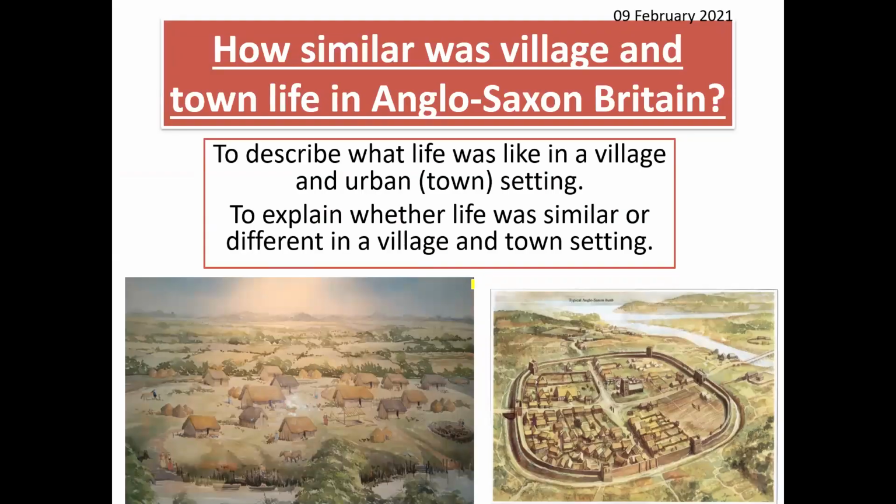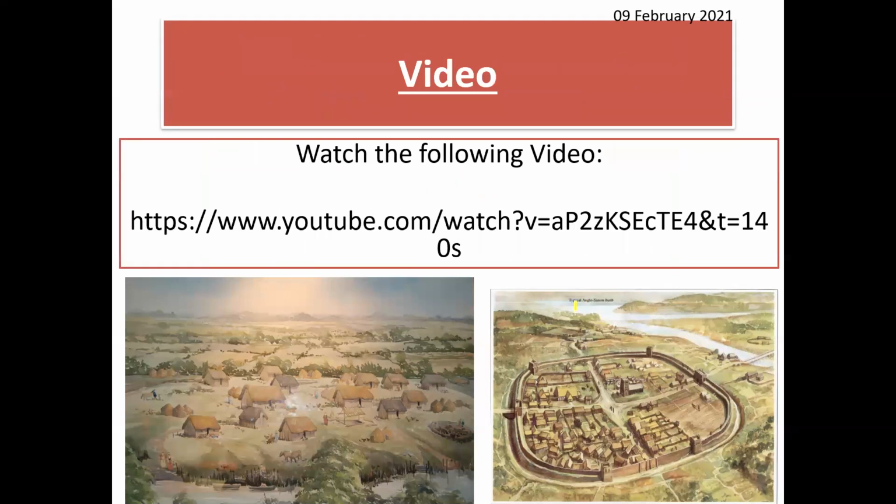So today we're going to be looking at Anglo-Saxon life, life in Anglo-Saxon England before 1066. In particular, village life and town life. We're going to be looking at essentially what they were like, and if there are any similarities, any differences, or what have you. So that is today's session.